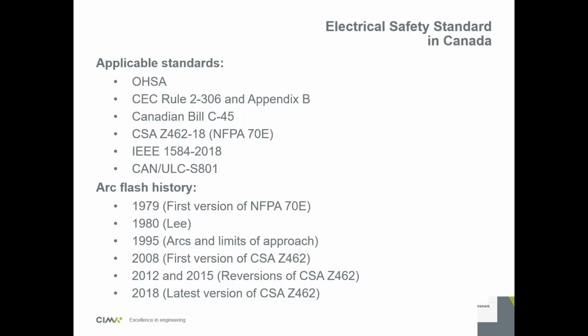And then in 1995, arc flash boundaries and limits of approach were established. And specifically in Canada, the first version of the CSA Z462 was out in 2008. Then there were two more versions in 2012 and 2015, and now the latest version was out in 2018.